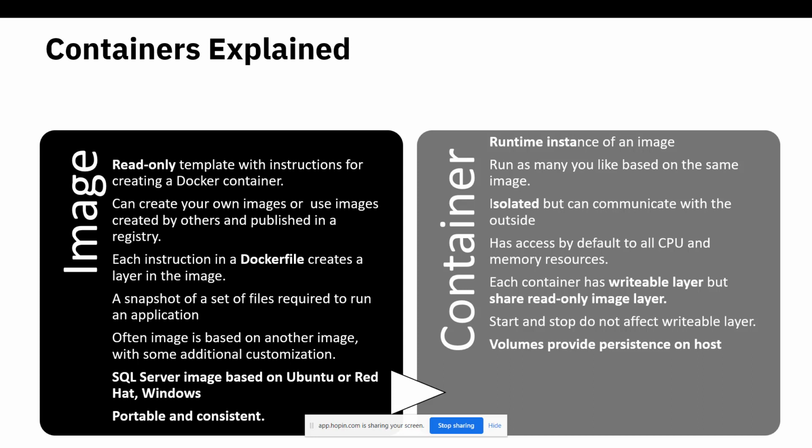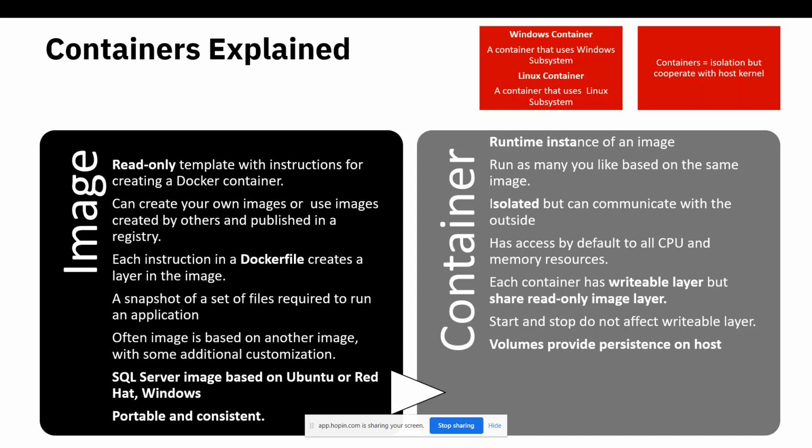Each container has its own writable layer on the top, but it shares the read-only image layers. So all the containers have read-only layers, and on top of the container we have a writable layer. You can start and stop a container, and it does not affect the writable layer, because when the container continues to run, it runs from the same point. There is also a volume. A volume provides persistence on the host, where you can keep the data, and it will be persistent.